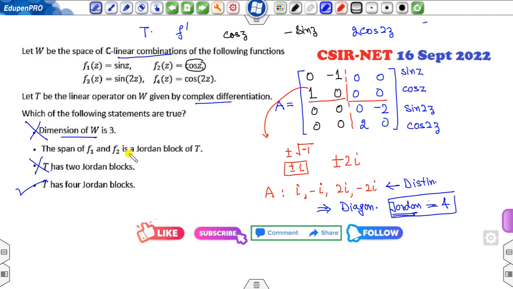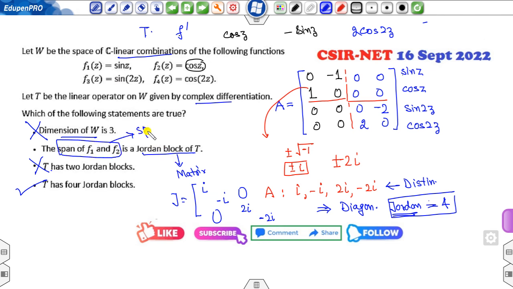The span of f1 and f2 is not the Jordan block. The Jordan block is a matrix. Fine, you can define the Jordan block as the diagonal matrix with iota, minus iota, 2 iota, minus 2 iota, and all the rest of the values are 0. This is my matrix, but the span is a space, a vector space. A space is not equal to a matrix. The right answer is that only D is correct.